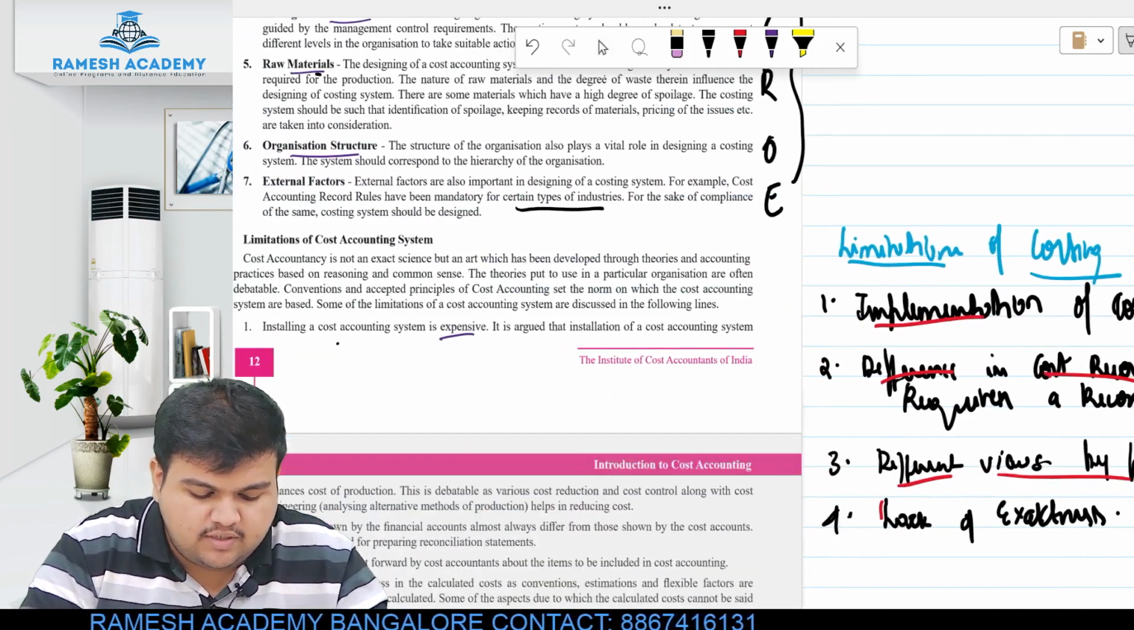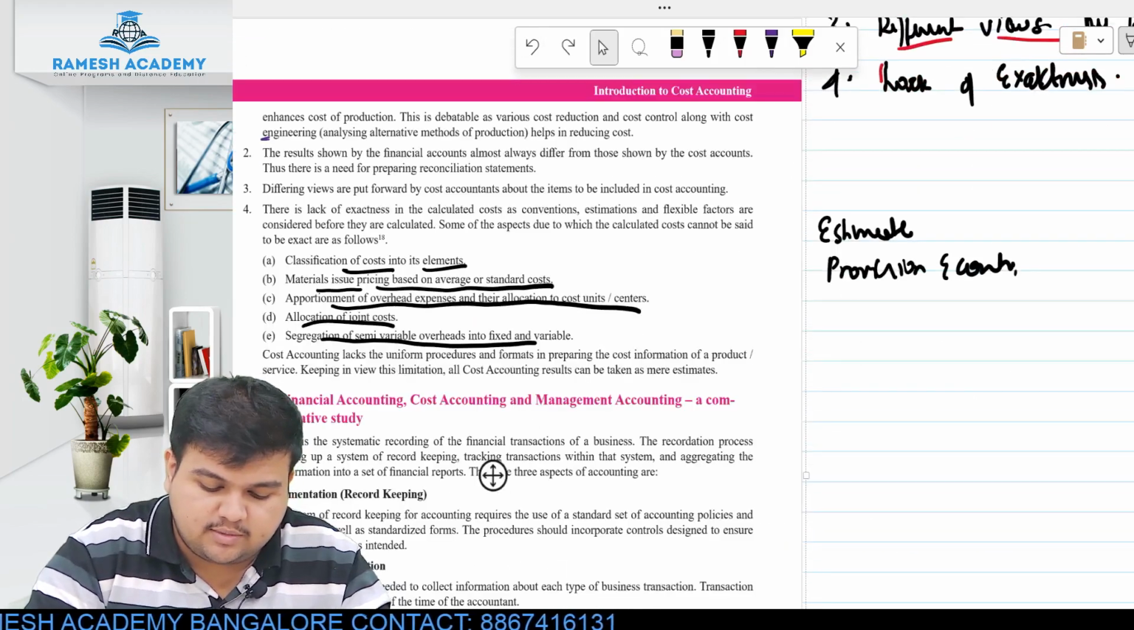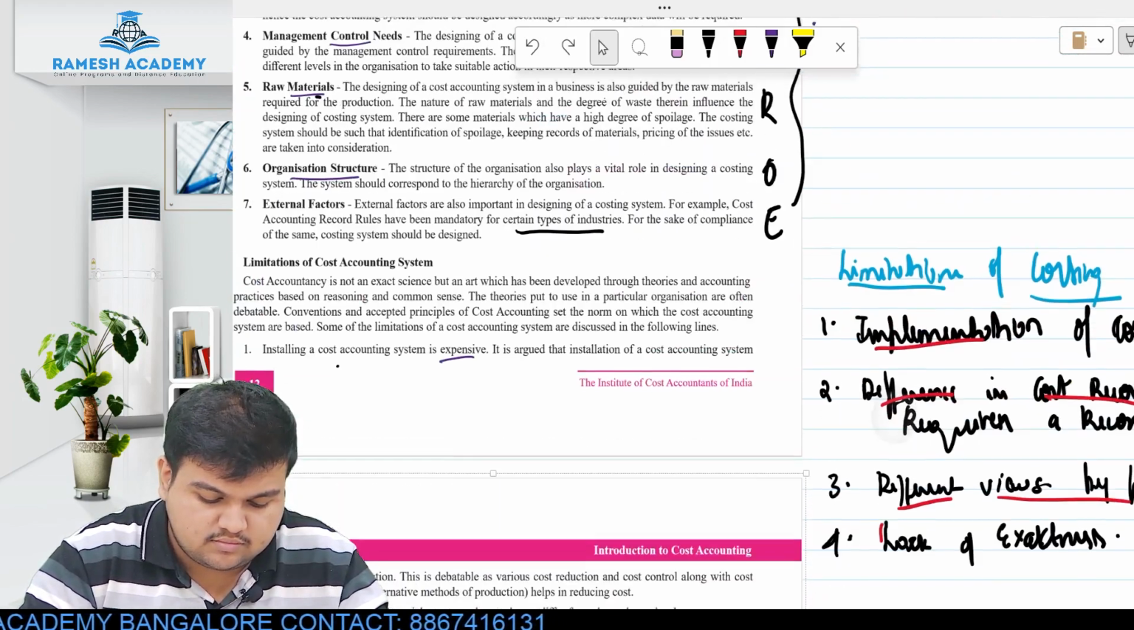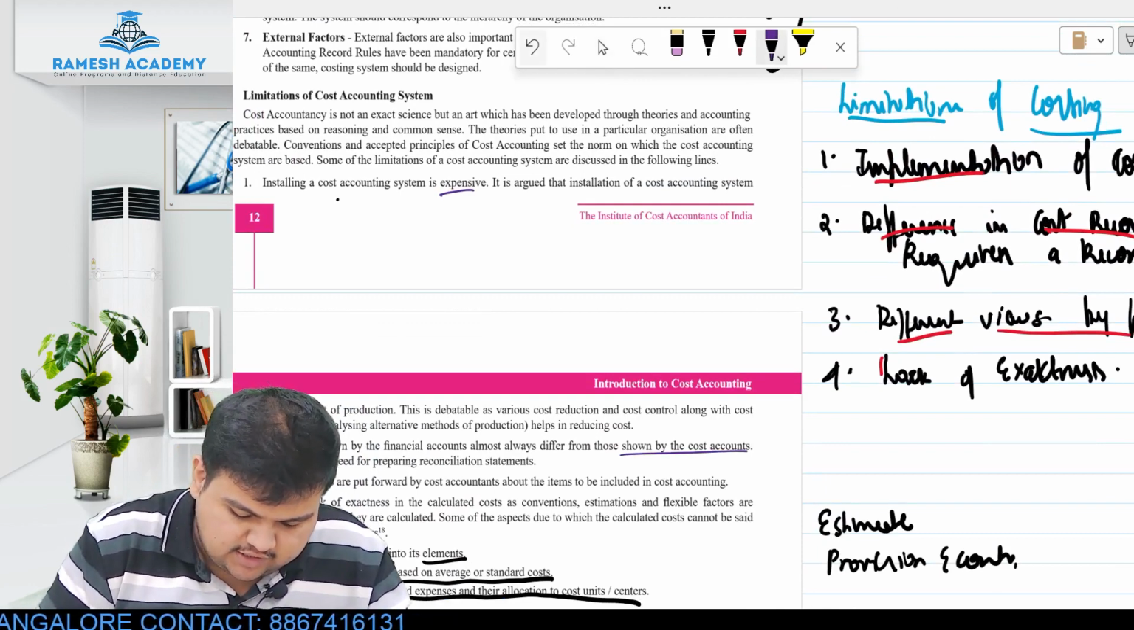Difference in the cost records and accounting records requires reconciliation statements. As I said, we discussed notional cost. The cost accounts and financial accounts always differ.